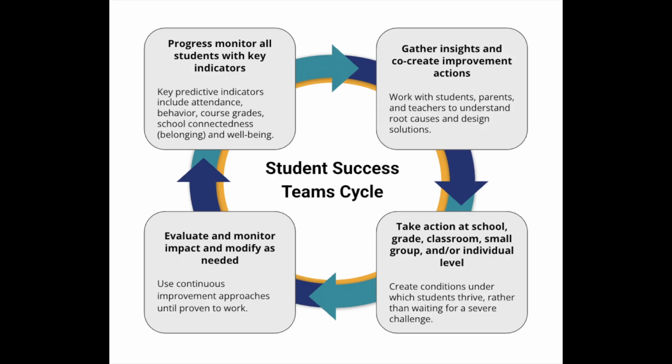With data and insights in hand, teams take action. Improvement actions can be directed at the school, grade, classroom, small group, and/or individual level. The goal here is to be proactive in creating conditions that help all students thrive. But the cycle doesn't stop there. Effective student success teams evaluate and monitor the impact of the actions they took. They use continuous improvement approaches to modify interventions until they work.